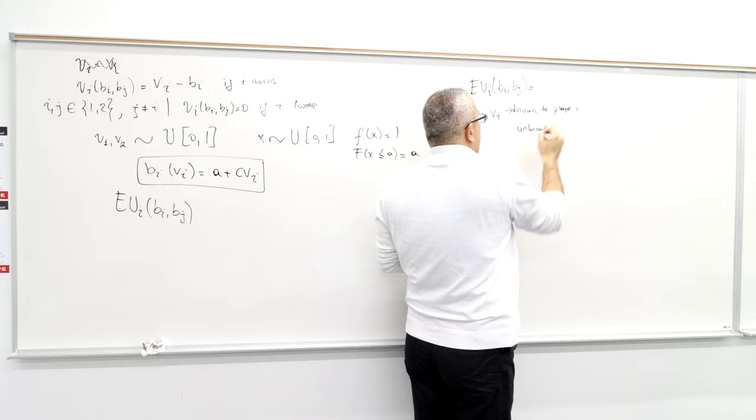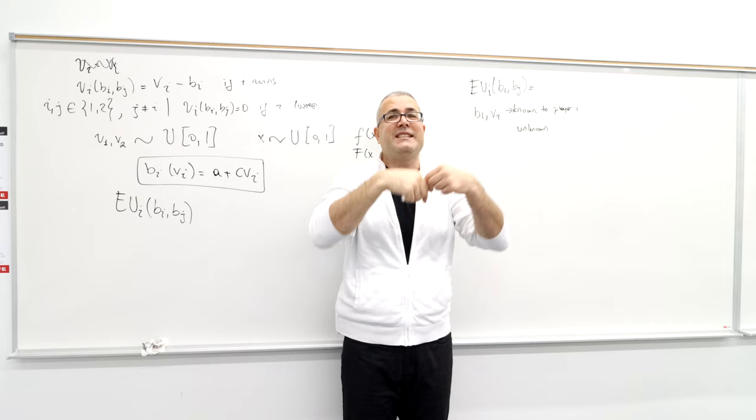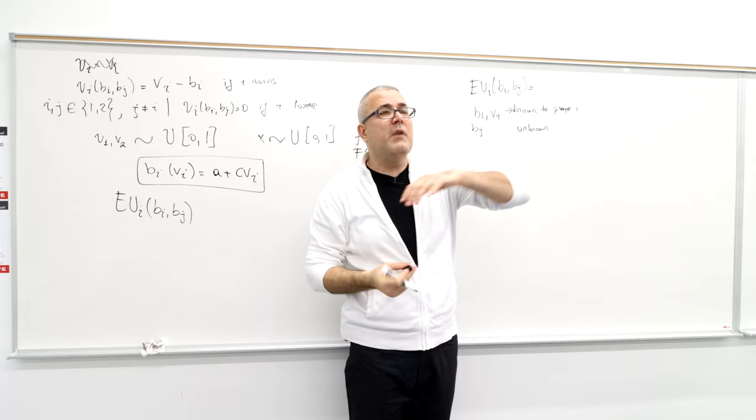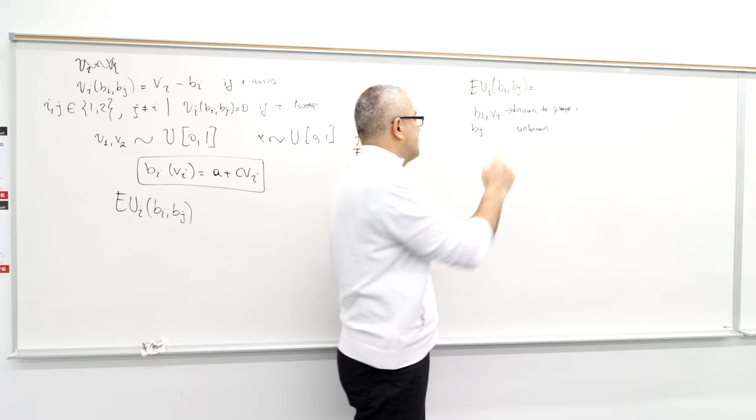Well, because this is a simultaneous move game, right? We both bid at the same time. I don't know my opponent's bid, Bj. Is it higher than my bid, lower than my bid? That I can't see because the game is simultaneous. What else can't I see?